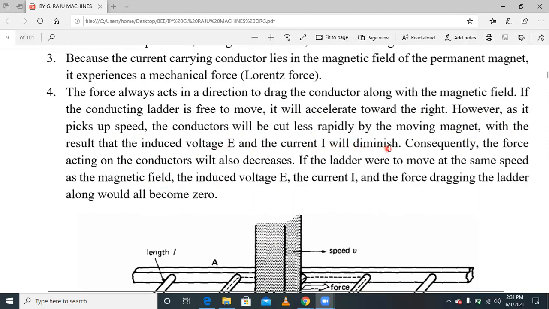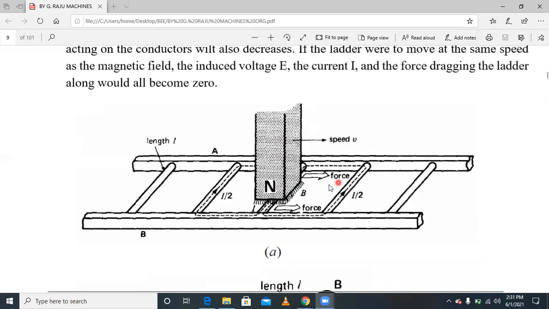That means if the relative speed between these permanent magnets and this ladder is less, the induced EMF E and the current will reduce. If the relative speed between the stator, that is called permanent magnets, and the rotor, this called ladder, is more, the EMF induced in the conductor is high.